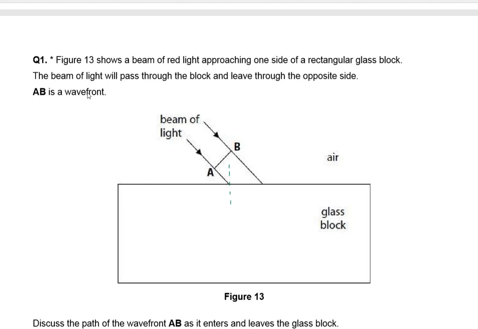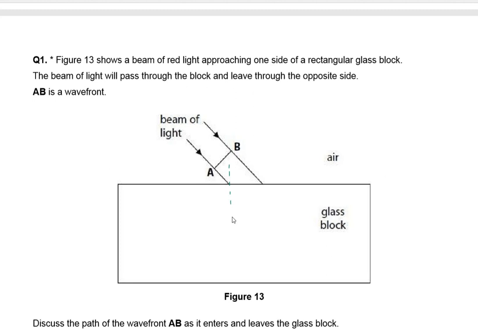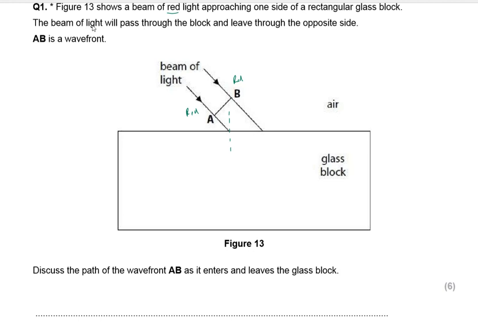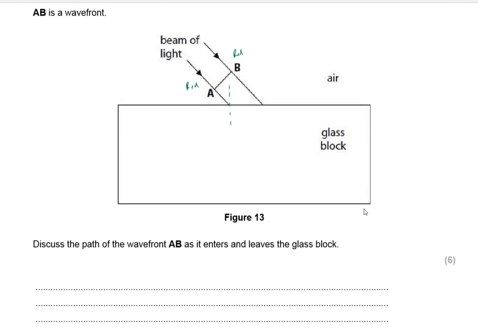Now, the first question is very important. In order for you to get 6 marks, let's take a look at how we can get this done. This figure is showing a beam of red light. So we've got red light here, A is red and this one here is red as well, approaching one side of the rectangular cube. The beam of light would pass through the block and leave through the opposite side. So it's going to go through this block of glass and then leave.